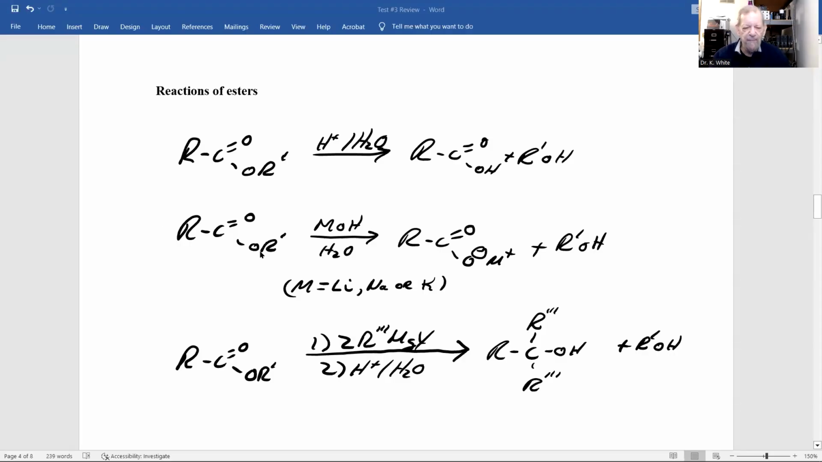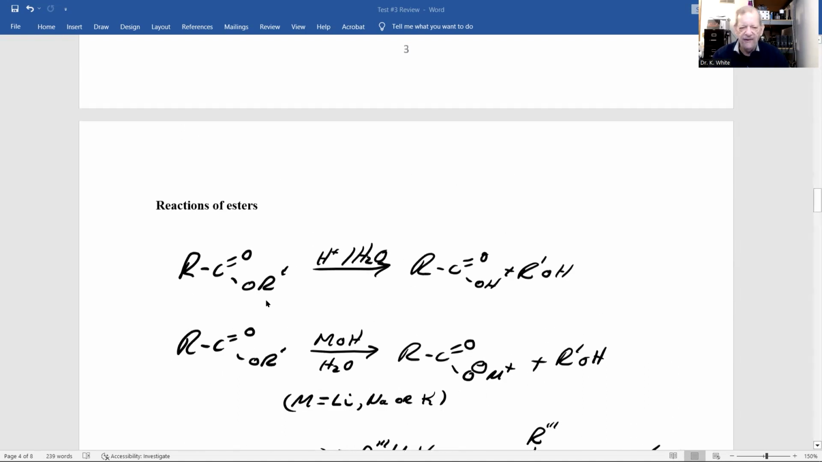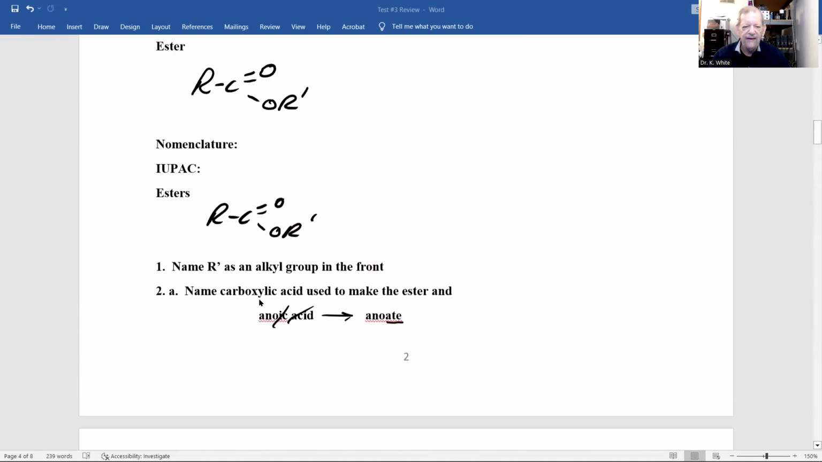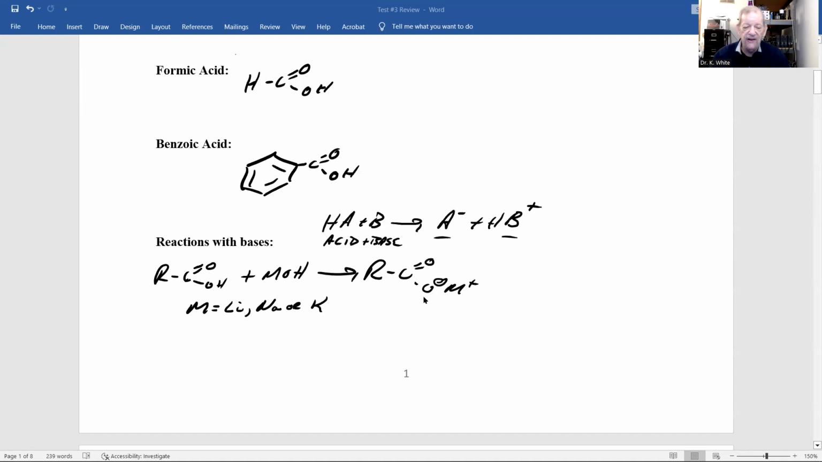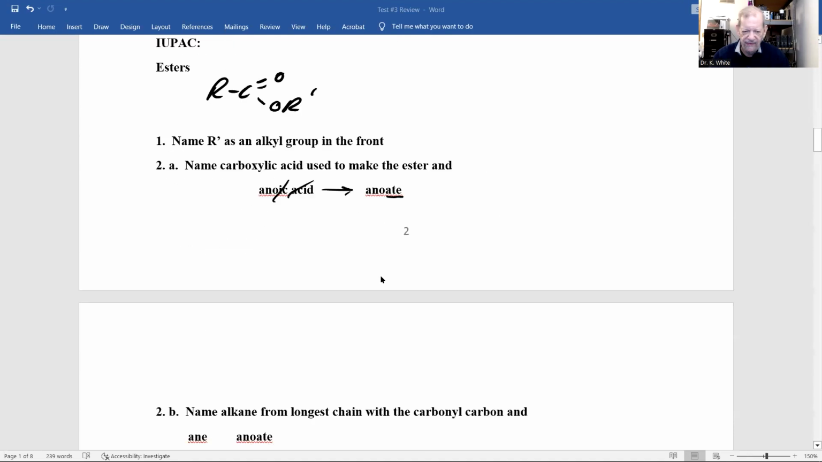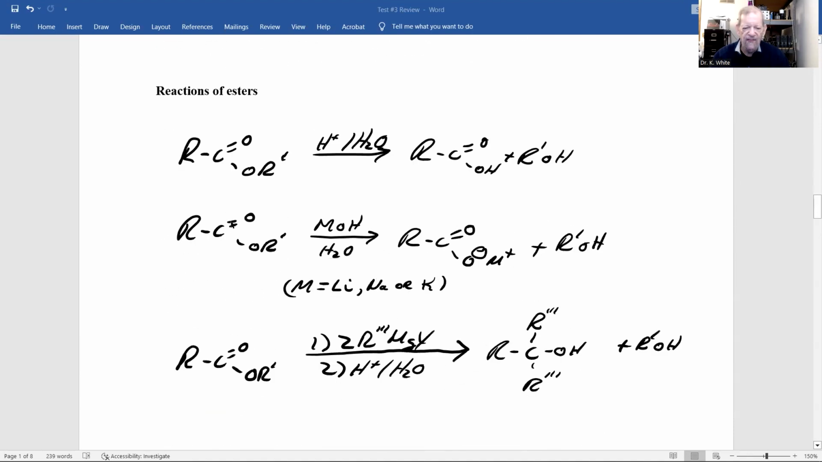All right. Now, you can also have base hydrolysis of an ester. And here I have an ester reacting with a base, MOH is a hydroxide base, or for my class M can be lithium, sodium, or potassium, and water. Now, as you learned up here, carboxylic acid reacts with base, gives you a carboxylate anion. Therefore, if you react an ester with base and water, the carboxylic acid that's formed immediately reacts with any base present to form this carboxylate anion, not the carboxylic acid.